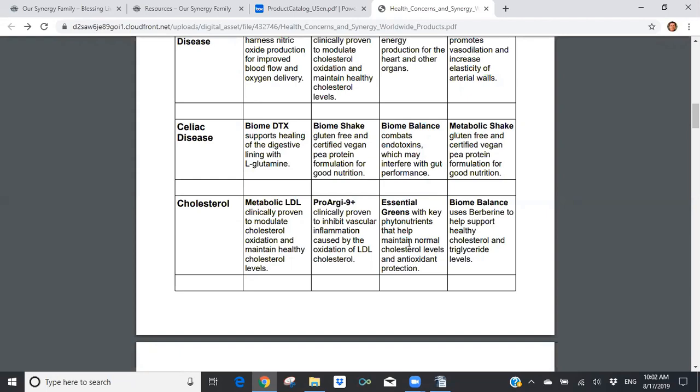And that's another great thing about Metabolic LDL, that combination of 9 different fruit and plant extracts with the berberine extract. Synergistically, they work together to be even more powerful as an antioxidant component to, again, address free radical damage to prevent oxidized LDL.